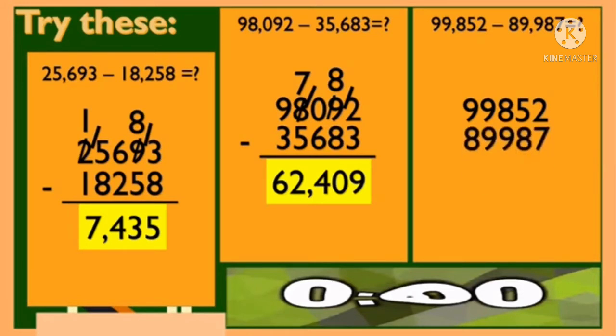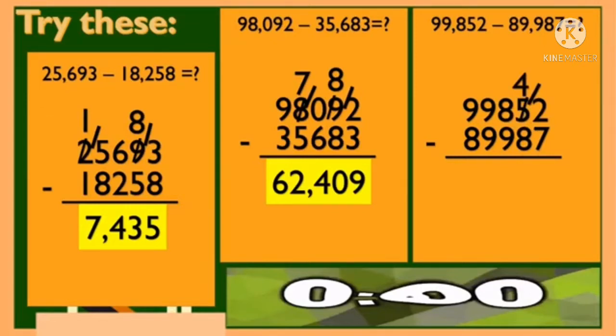89,987. And of course, do not forget to write the symbols. Let's proceed to the solution process. 2 minus 7. Cannot. Very good. So we will borrow from 5. 5 will become 4. Good job. And then 2 will become 12.